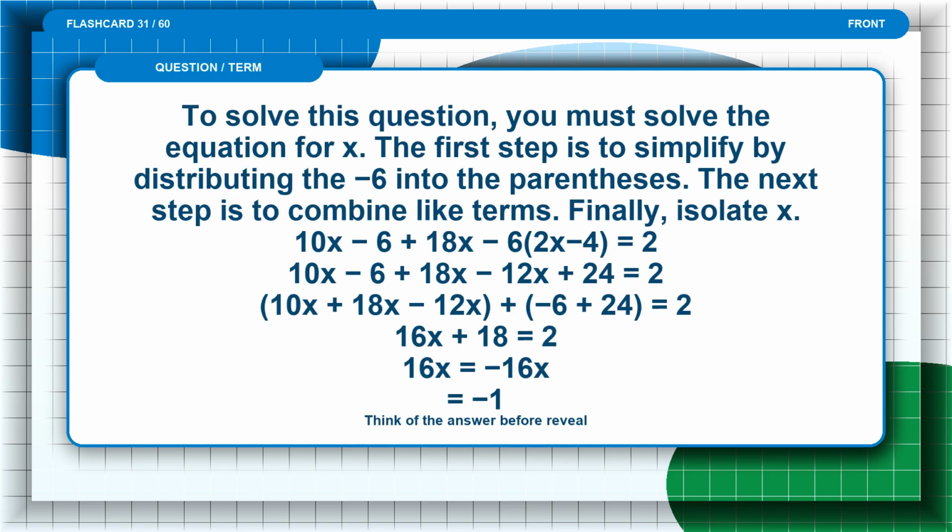Flashcard 31. To solve this question, you must solve the equation for x. The first step is to simplify by distributing the minus 6 into the parentheses. The next step is to combine like terms. Finally, isolate x. 10x minus 6 plus 18x minus 12x plus 24 equals 2. 10x plus 18x minus 12x plus minus 6 plus 24 equals 2. 16x plus 18 equals 2, 16x equals minus 16, x equals minus 1. Think of the answer before the reveal.